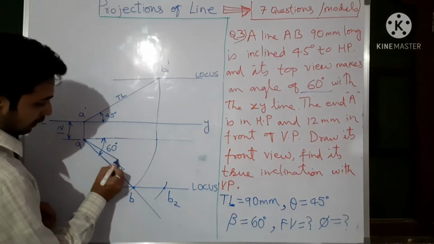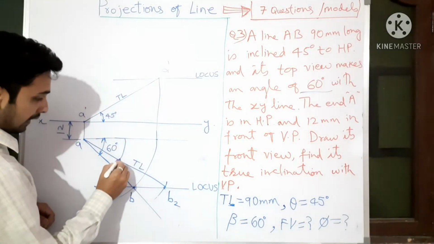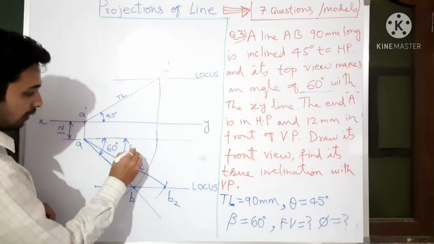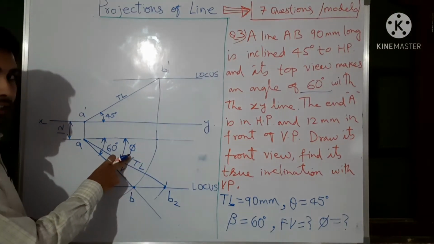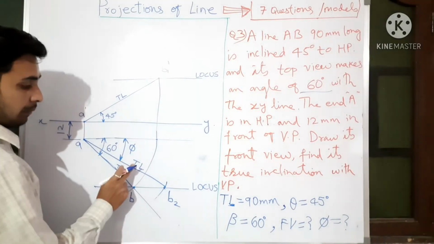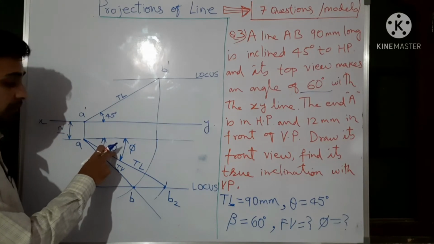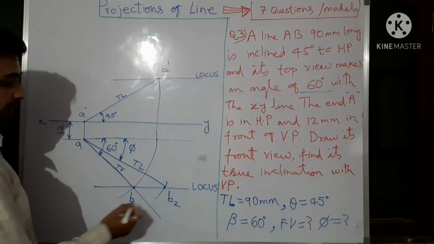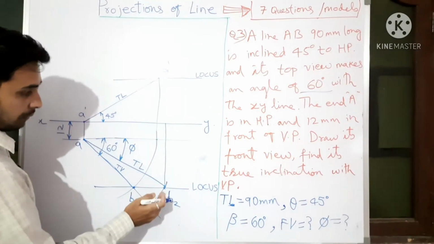So this, if we join, this is your true length, and this angle is your true inclination, that is phi, or inclination with vertical plane is phi. True inclination will be with true length. This is apparent inclination or top view inclination, which will be taken with top view. Okay, now project this true length upward.